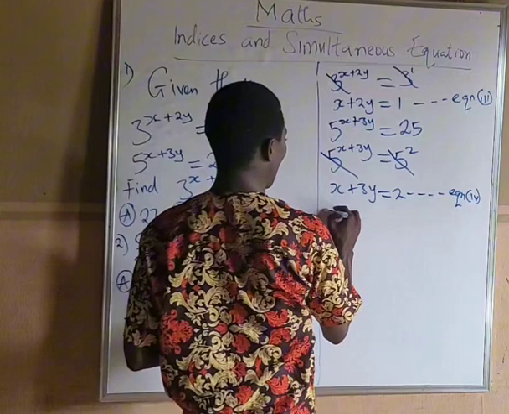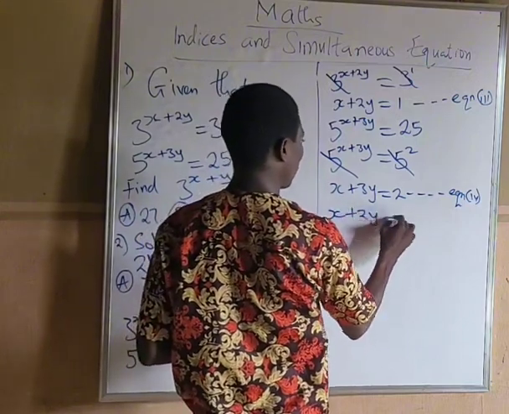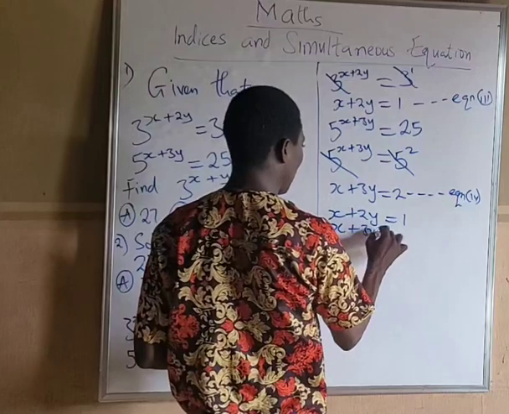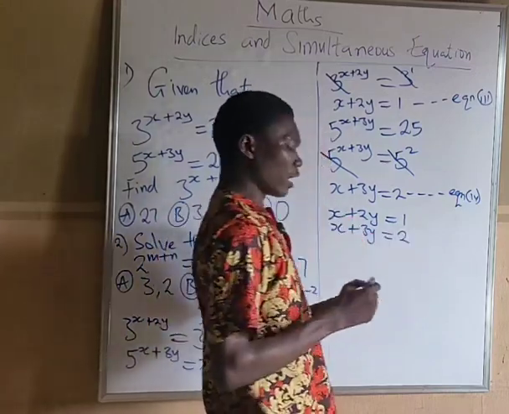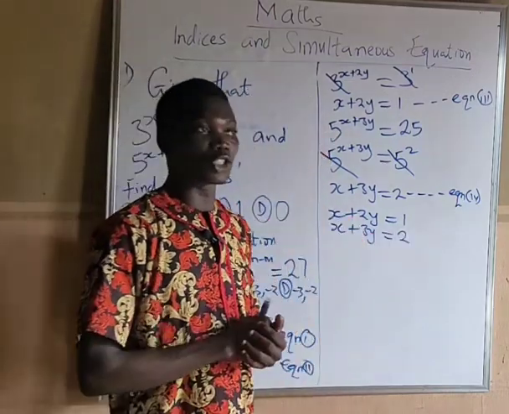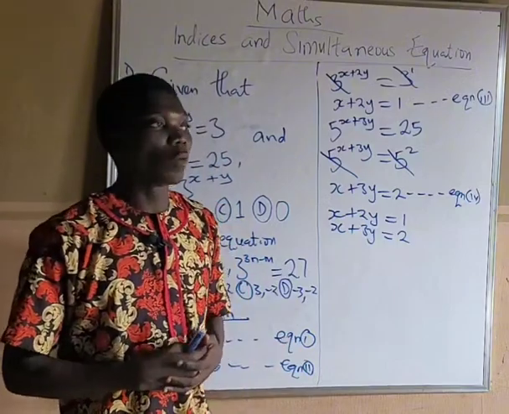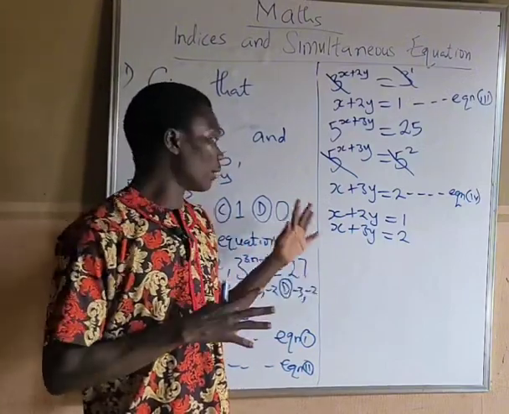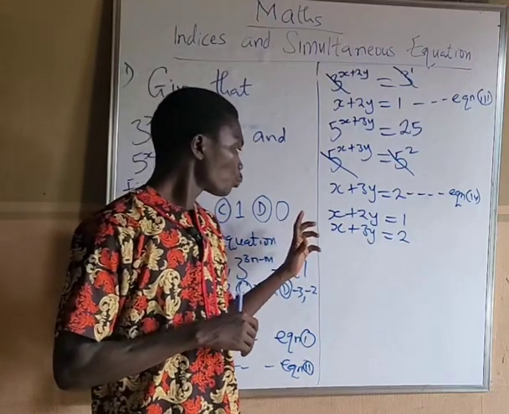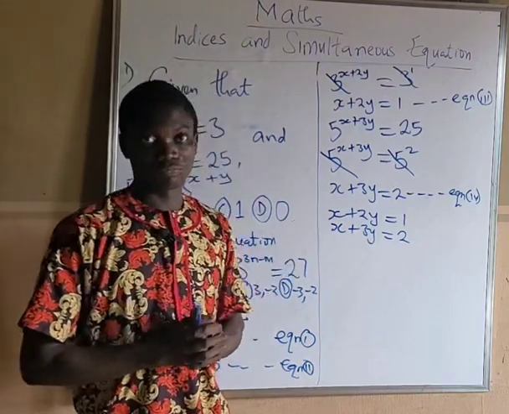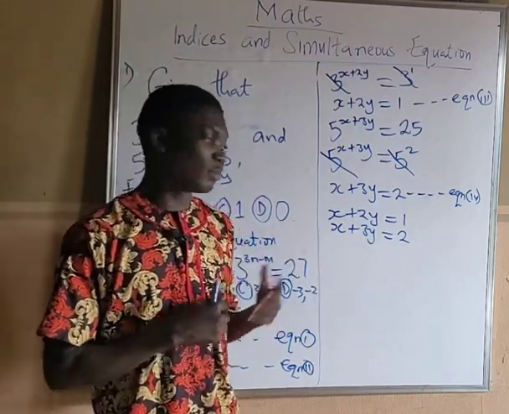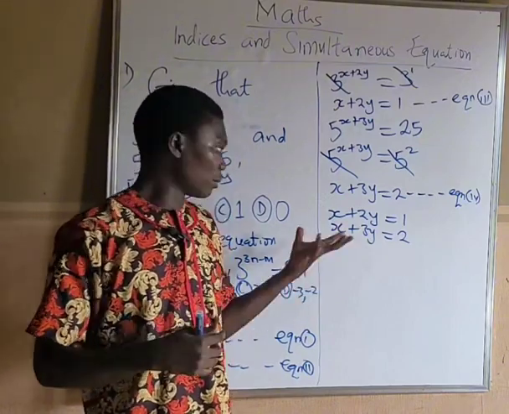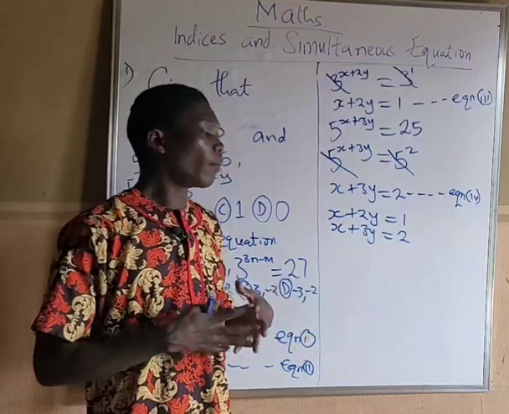All right, let's write out the two equations. For equation 3, we have x plus 2y equals 1. And for equation 4, we have x plus 3y equals 2. So there are various ways we can solve simultaneous equations. We have the graphical method, the substitution method, the elimination method. In this case, I'm going to use the substitution method. The elimination method is also fast, and I can also use it, but let me just use the substitution method.